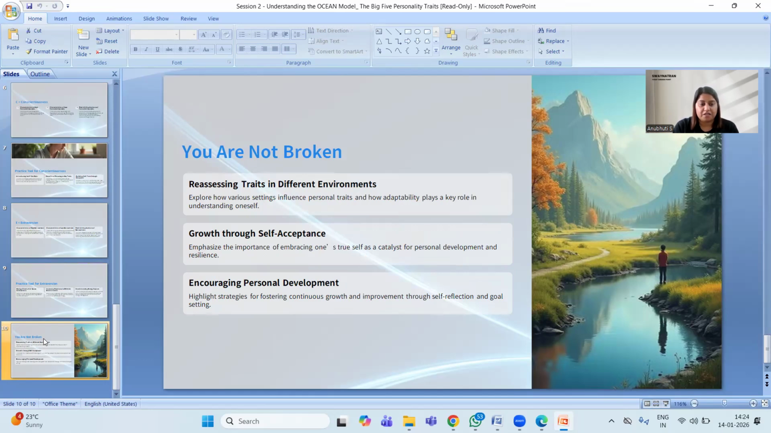You're not broken. Whenever we are talking about personalities, we question ourselves whether our traits are good enough or not good enough. The truth is, the traits are always good enough because we are meant to be that way and we are that way. We are always unique in our own characteristics, and that is our unique trait to present in this world. However, reassessing traits in different environments is something where we can engage ourselves in different environments to understand more about ourselves. When we try to understand more about ourselves, we can find our strengths and weaknesses or the places where we want to improve ourselves.